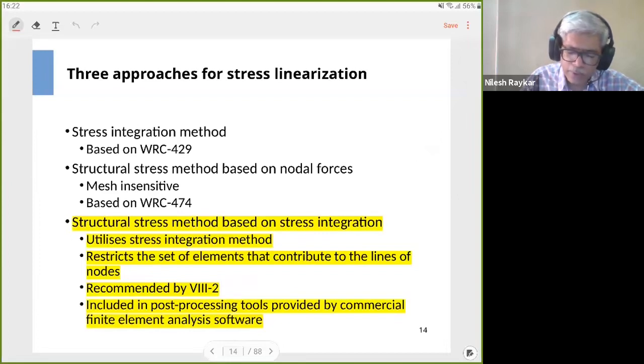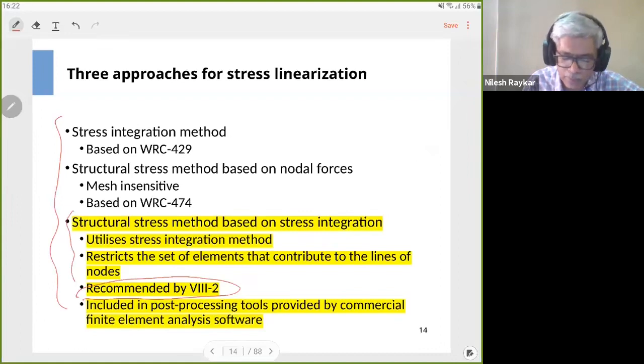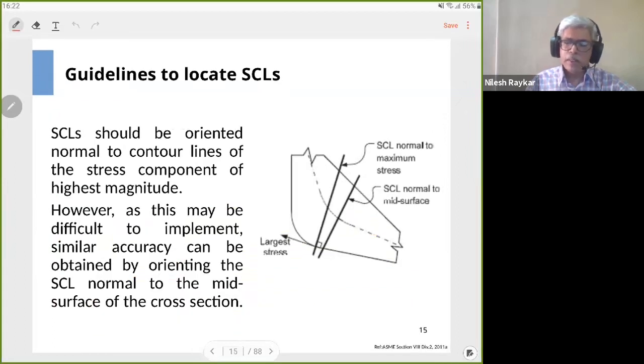There are different approaches. The one which is recommended by Division 2. So Division 2 itself gives the different approaches, out of which the third one is popular, and it is integrated into most of the general finite element software such as ANSYS. So in this method, you calculate the stresses along the stress classification line. So that is the one which defines the section. So there are some rules as to selecting these classification lines.